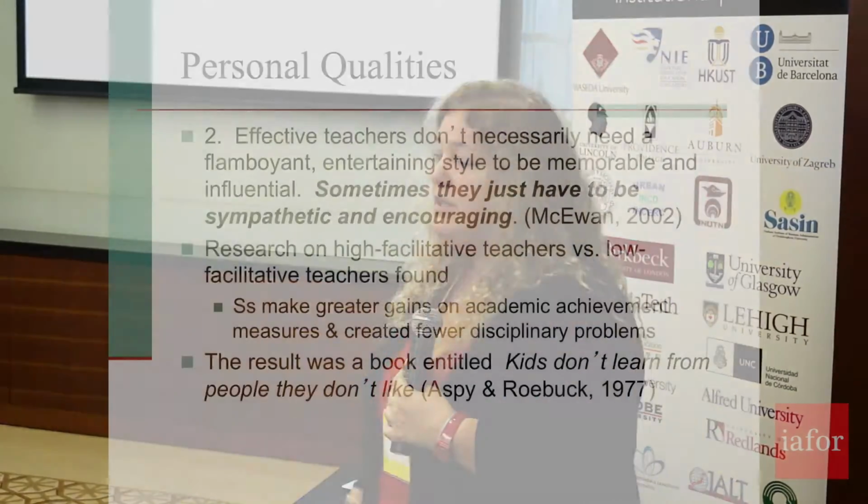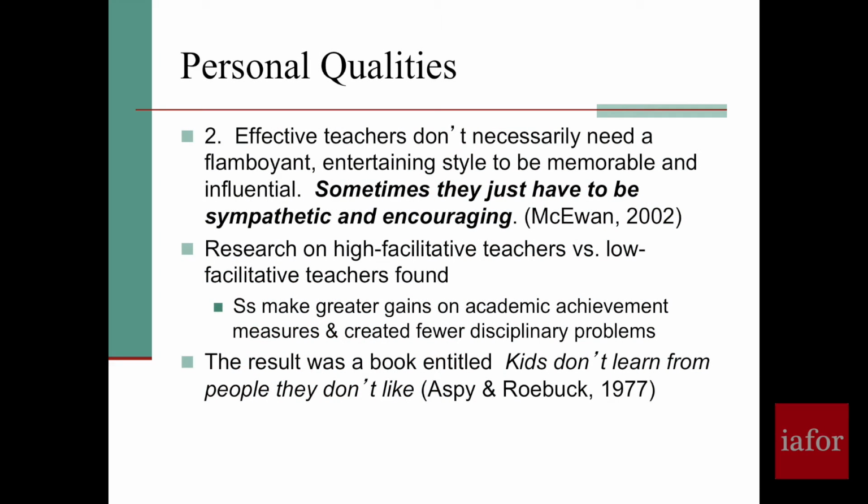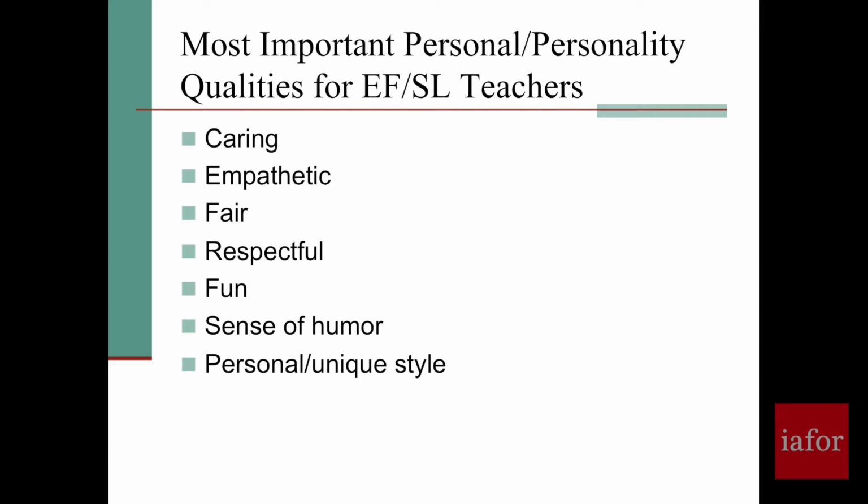Now, the result of this study was a book that I wish I had written. Don't you love that title? Kids don't learn from people they don't like. And that pretty much says it all, don't you think? So personality is important. What are the characteristics of personality that people have identified as being important? Well, being caring, being empathetic. Some of the research on that third one, fairness, is very, very telling.